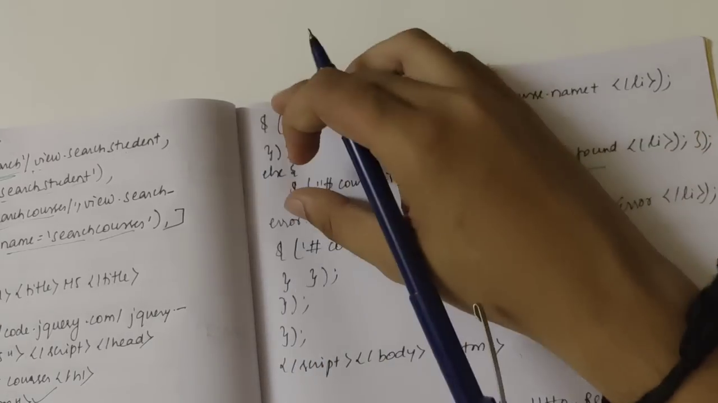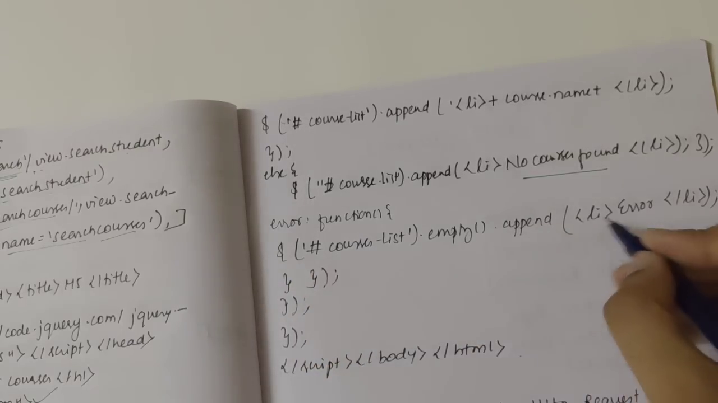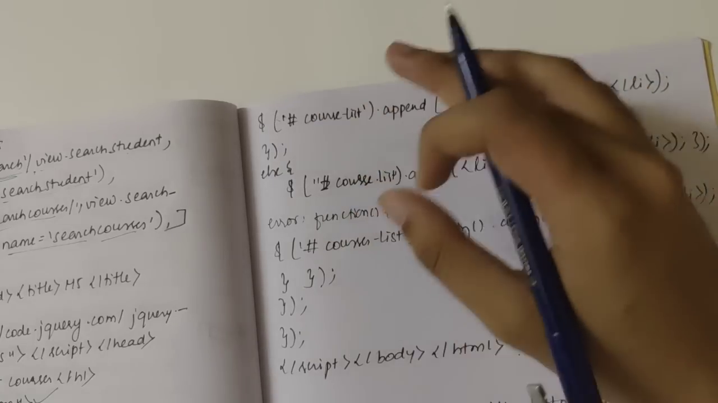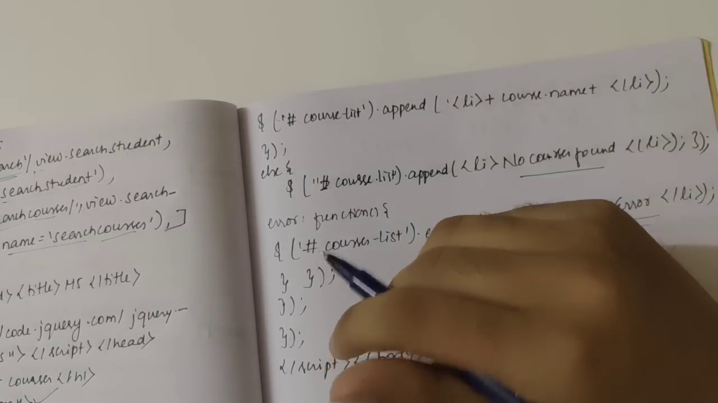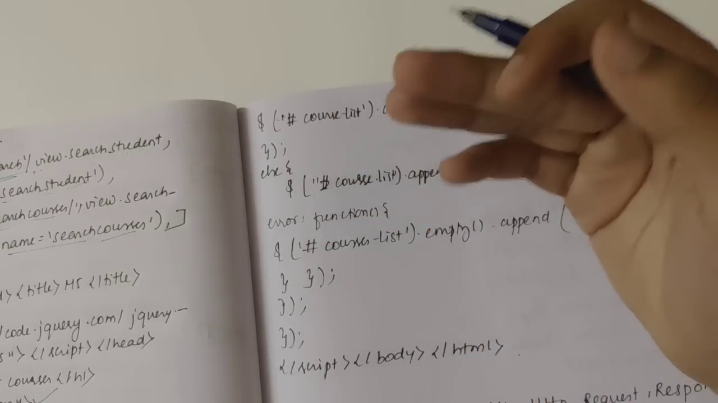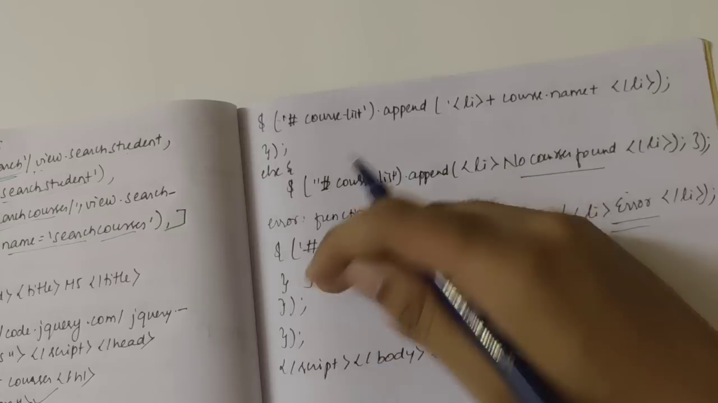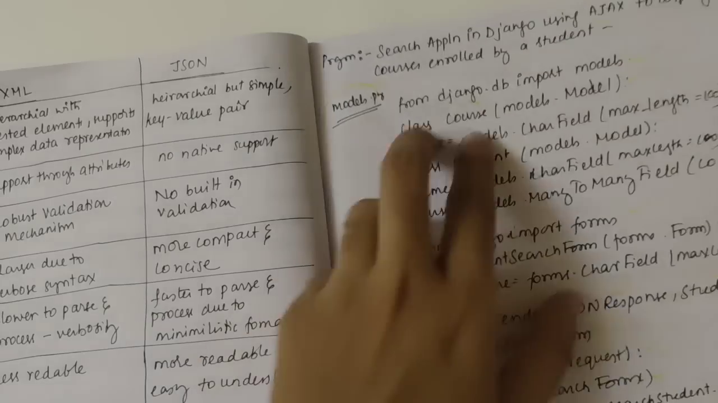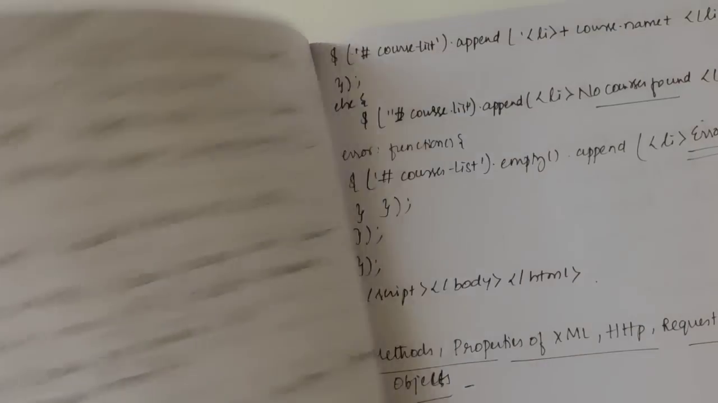After that, if these two if conditions fail, then I'll directly jump into this part. That is, course list empty.append error would be displayed. That is, I'm checking if any courses are returned, and if courses are returned, then I add each course to the list. If no courses are returned, then I'll write no courses found. After that, if any error occurs during the request, I clear the list and display error occurred in the list. So after that, I'm closing all the parts. Okay. So this was about the search application in Django using Ajax to display the courses enrolled by a student.